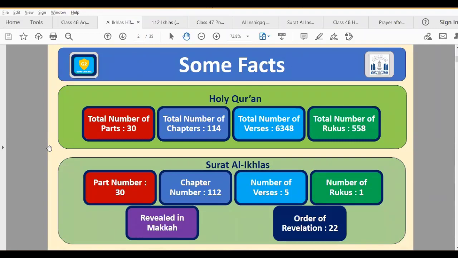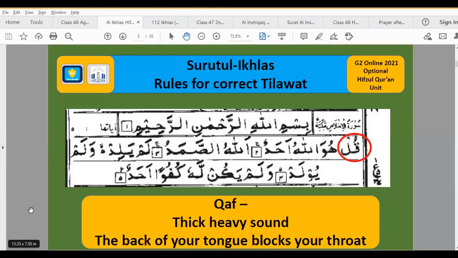And this was revealed to the Holy Prophet sallallahu alaihi wasallam in the holy city of Makkah. Okay, so those are just a few facts about this beautiful surah. So the whole surah is in front of you. As you can see, only 3 lines. So inshallah, it should be convenient for everybody to learn if you don't know it already. And like I said, we have to make sure that our pronunciation is perfect as we go through the surah.